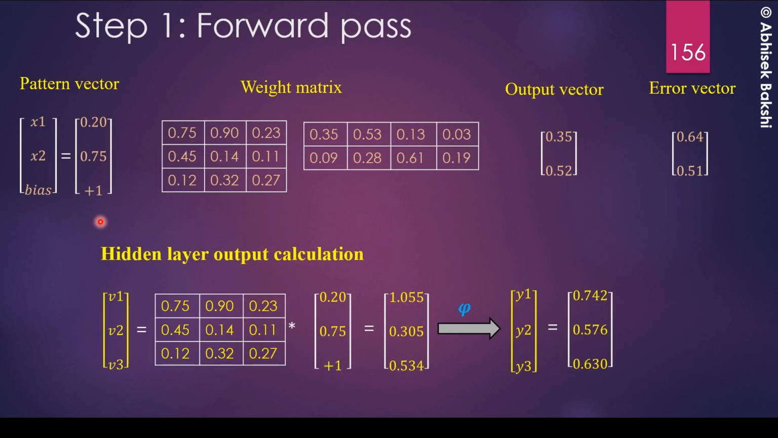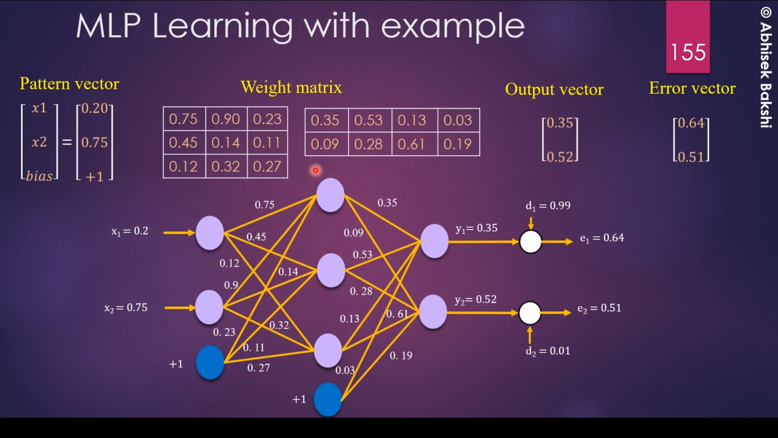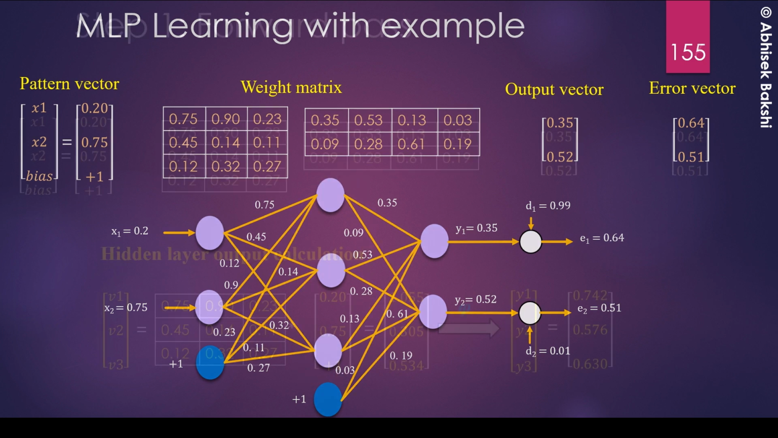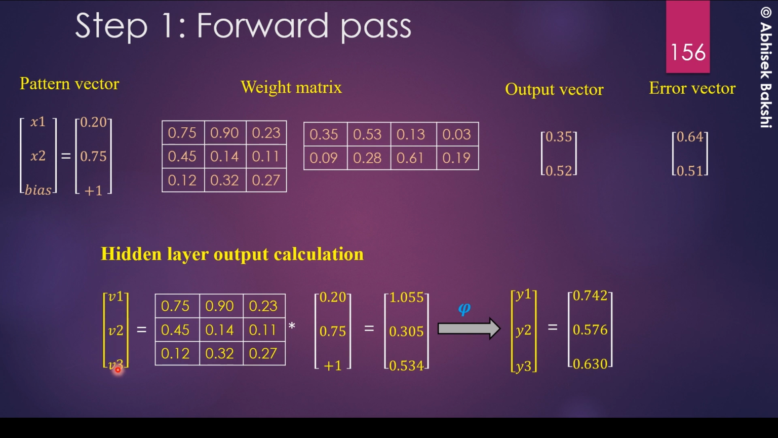In the forward pass, first of all, just try to understand these are the things that we have. But how are we getting them? First of all, we are calculating the hidden layer output, right? Hidden layer output means the output from these layers. How to do that? Obviously, this V1, V2, V3, these are the summer values. The summer value is weight multiplied by the inputs.